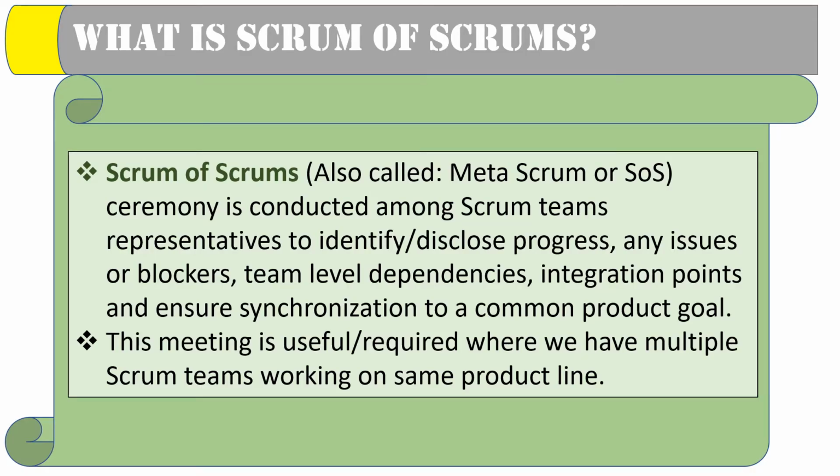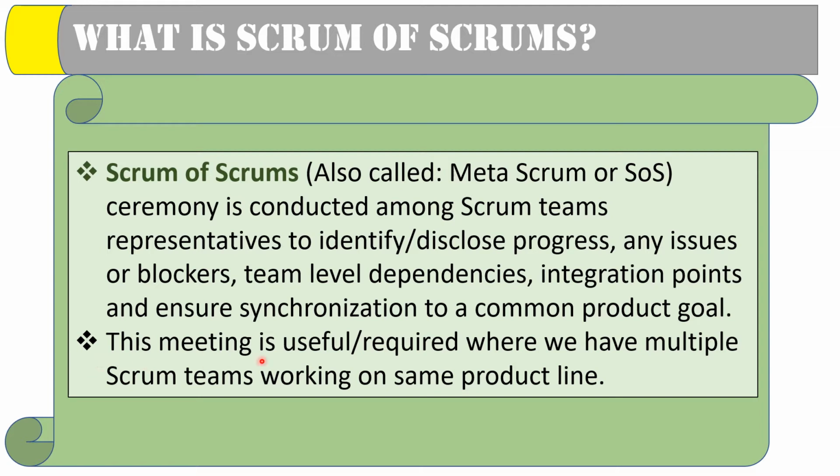So the first thing is, what is Scrum of Scrums? Scrum of Scrums is also called Meta Scrum, or simply SOS. It's a ceremony, a meeting which is conducted among Scrum team representatives to disclose progress, any issues or blockers, any team level dependency which one team may have on another team, and integration touchpoints which one team wants to discuss with the other teams they have dependencies around. And this meeting is all about ensuring synchronization for a common product goal.